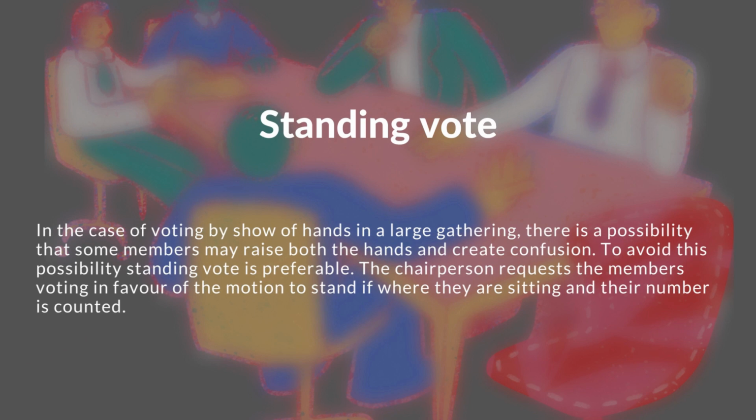Then there is the standing vote. In the case of voting by show of hands in a large gathering, there is a possibility that some members may raise both the hands and create confusion. So, to avoid this possibility, standing vote is preferable. So, the chairperson requests the members voting in favor of the motion to stand, and then their number is counted.